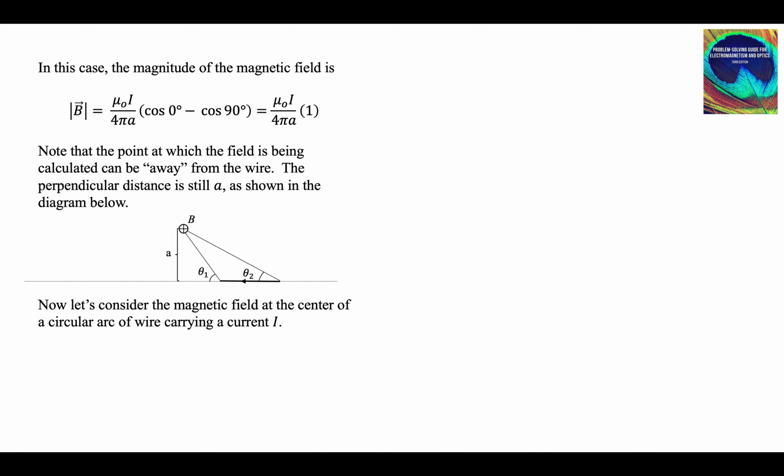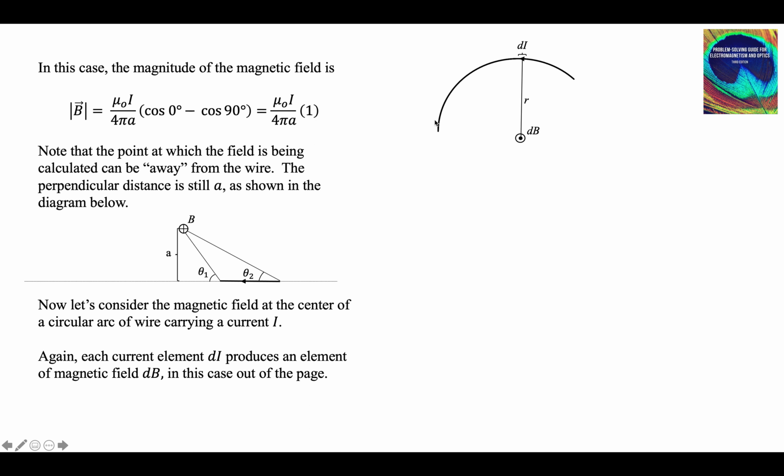Now, the second geometry we're going to consider is the center of a circular arc. Each current element, dI, produces an element of magnetic field dB out of the page. So here's all the dI's going around. And if I use the right-hand rule and stick my thumb to the left, my fingers curl out of the page underneath. So dB is out of the page.